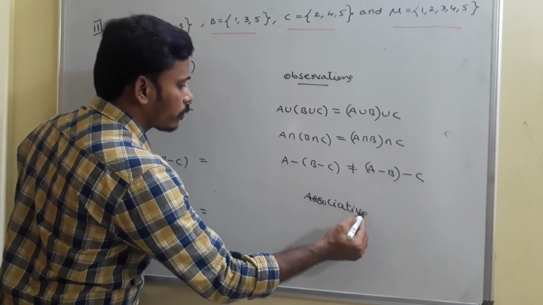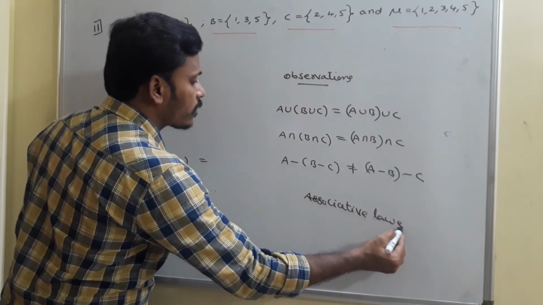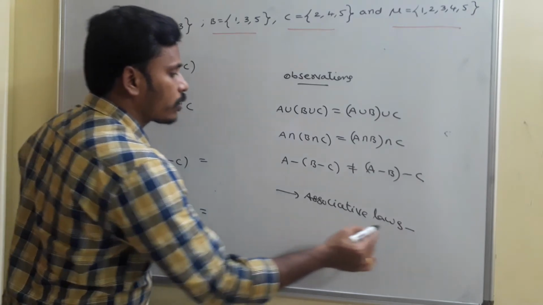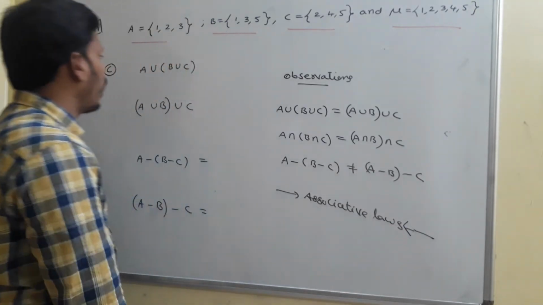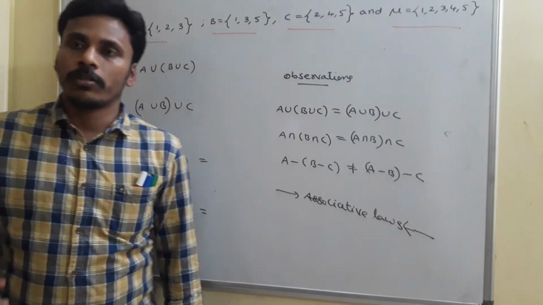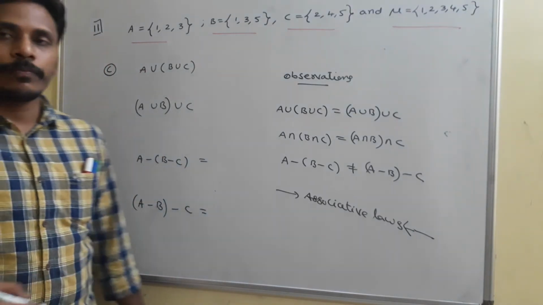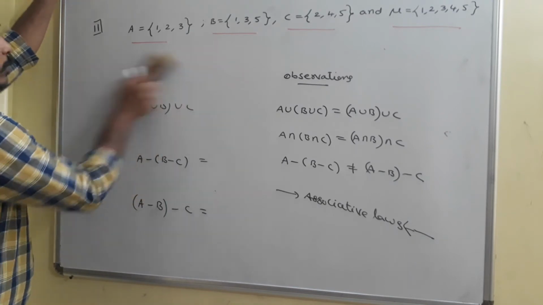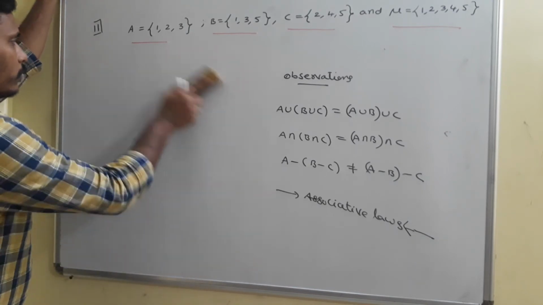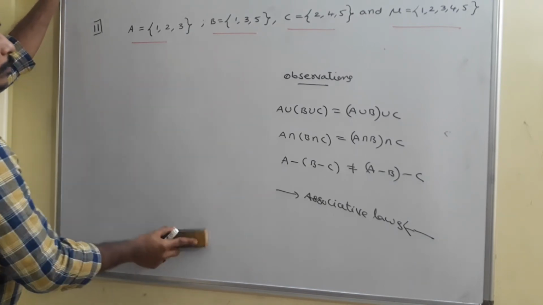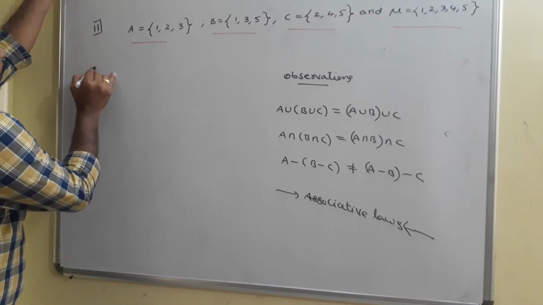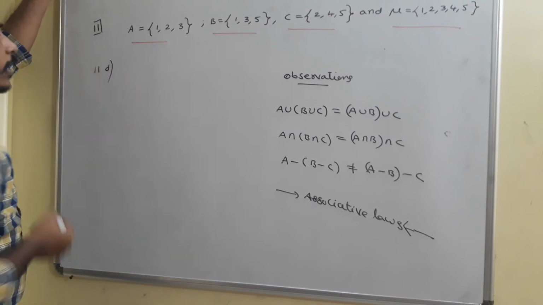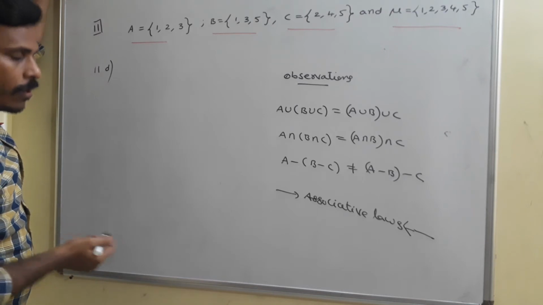Associative laws. The laws in the second point are the distributive laws, whereas the laws in the first bit, 11a, are commutative laws. Right, this is 11c. Just have a look and then I will give you some more in 11d.